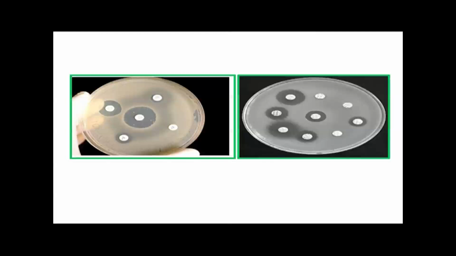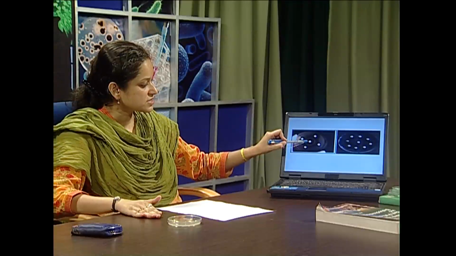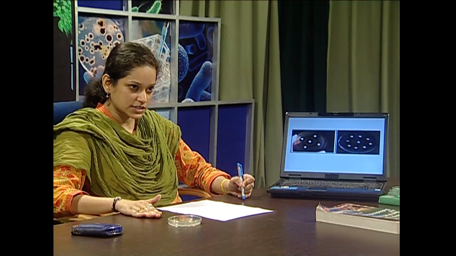Suppose this is a Petri plate which is showing confluent bacterial growth on its surface. Now, when the discs are placed, we can see that there are 5 different antibiotic discs. After 24 to 48 hours of incubation, we can find that zones of inhibition are formed. Based on the diameter of the zone of inhibition, we can say that the bacterium is either resistant or susceptible to that particular antibiotic. For example, suppose this is disc A. You can see a greater diameter of zone of inhibition. So we can say that the bacterium is susceptible to this particular antibiotic.